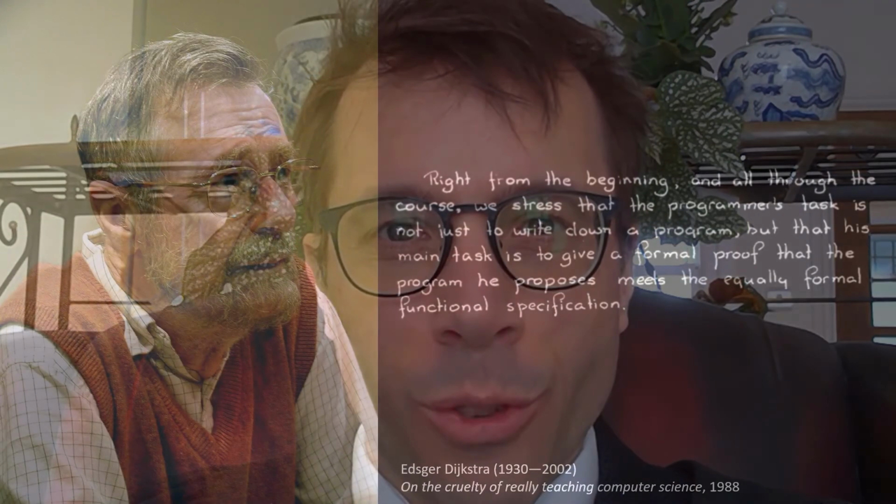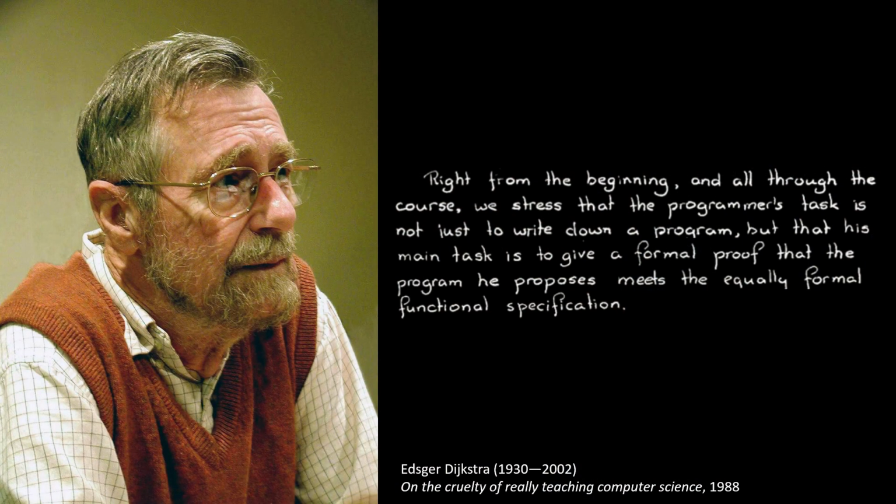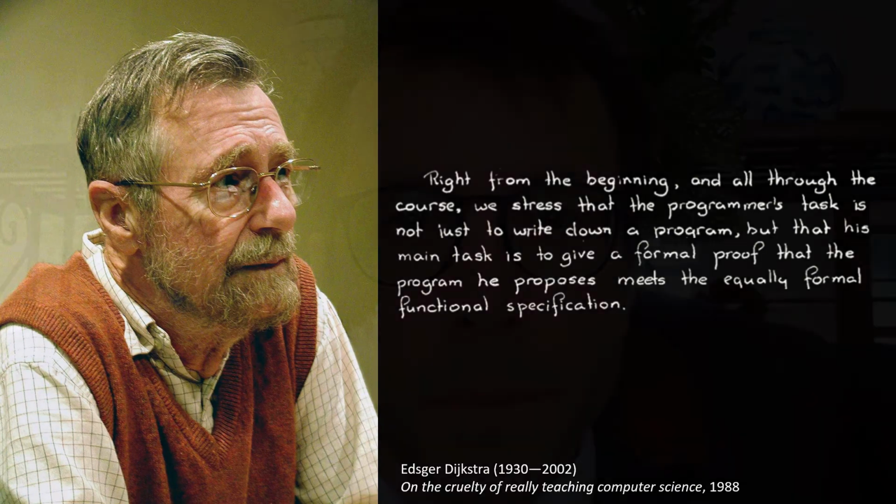So that's Dijkstra's algorithm. Well, or maybe not. Here are Dijkstra's own words. The programmer's task is not just to write down a program, but to give a formal proof that the proposed program meets the equally formal functional specification. In Dijkstra's view, we've barely begun to study Dijkstra's algorithm. All we've done is throw down some pseudocode and waved our hands around. So far we've just been script kiddies, we haven't actually bitten into the real meat of algorithm design. And that's what we're going to do in the next video.